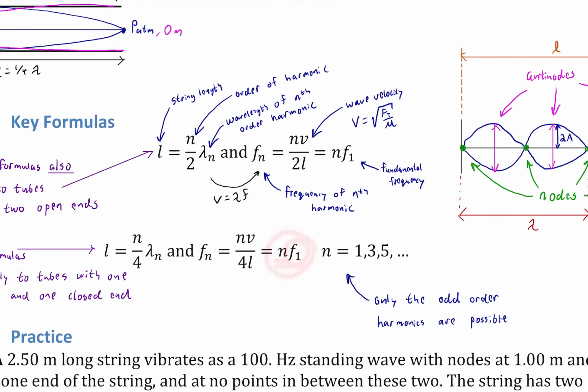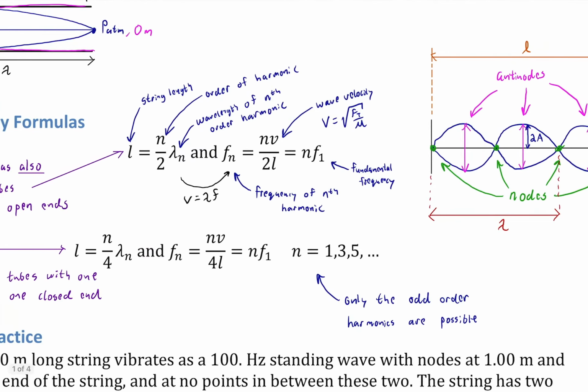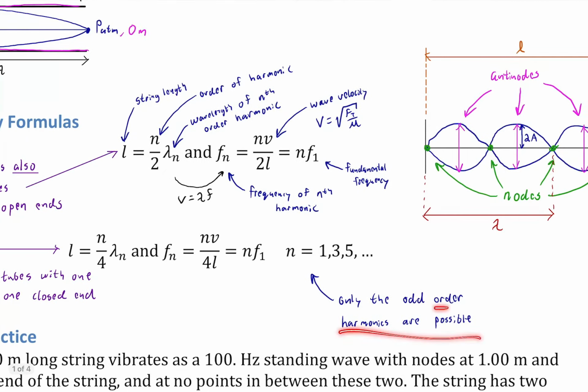So that relationship still holds, even though the wavelengths are longer relative to the length of the tube. But there's one other odd thing we have to remember, and it's literally odd: only odd order harmonics are possible for tubes with one open end and one closed end. You can think of them as being fundamentally asymmetric, and being such, they don't allow for the symmetric harmonics.